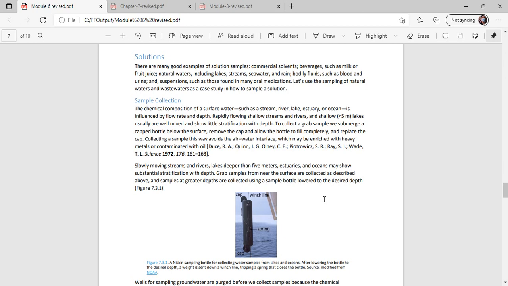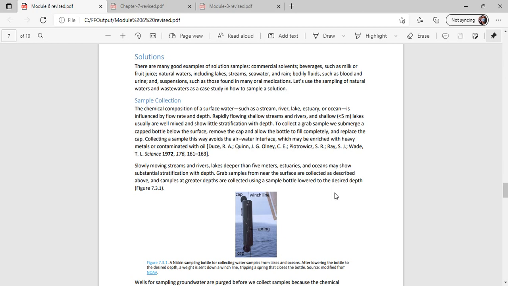Okay, how to collect a sample. Okay, the chemical composition of a surface water, such as your stream or lake or estuary or our ocean, is influenced by the flow rate and depth. Rapidly flowing shallow streams and also rivers are well mixed. Your lake usually is well mixed and shows little stratification with depth.